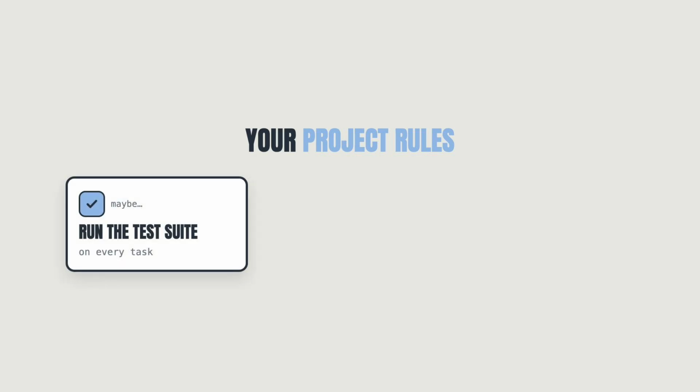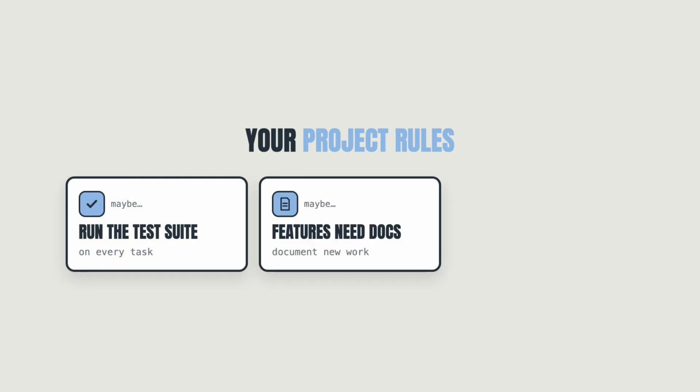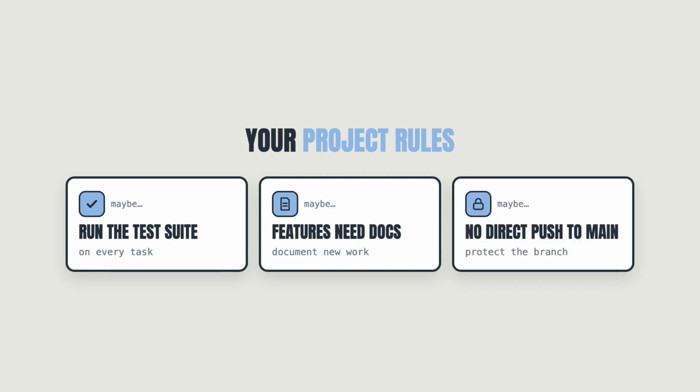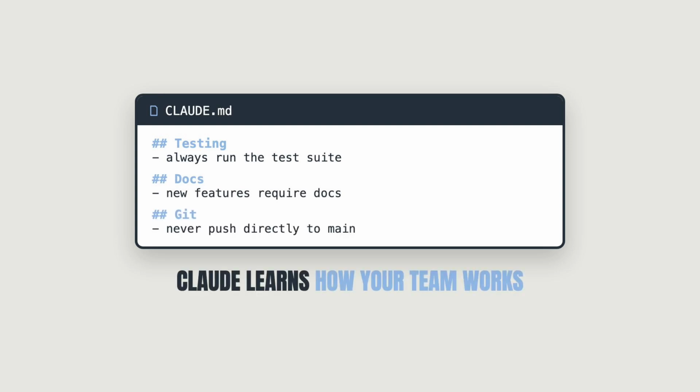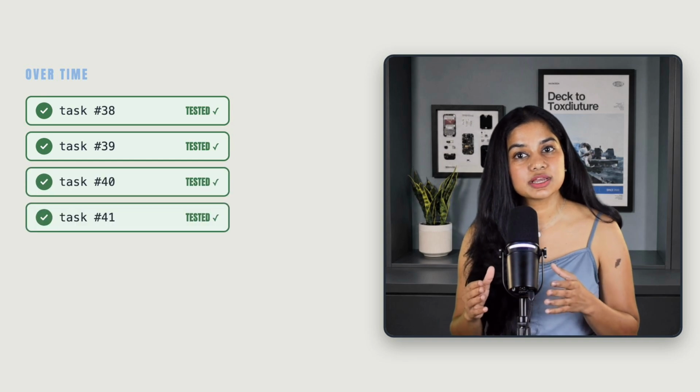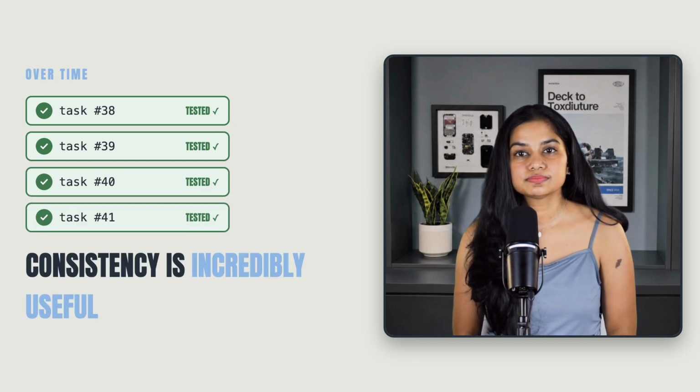You can also create project specific instructions. For example, maybe every task should run the test suite. Maybe all features require documentation. Maybe nobody is allowed to push directly to the main branch. Those instructions can live in a CLAUDE.md file. So Claude understands how your team likes to work. Over time, that consistency becomes incredibly useful. Now let's talk about the last step in the process.